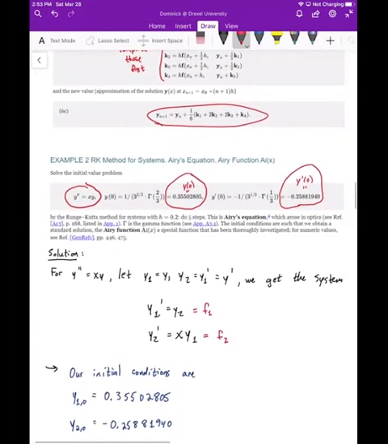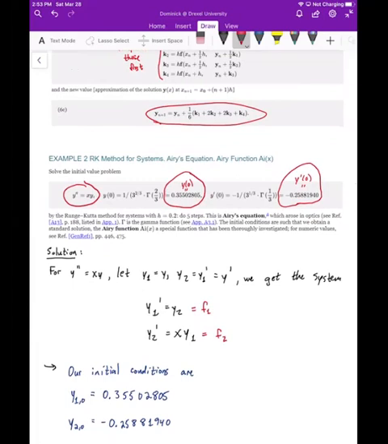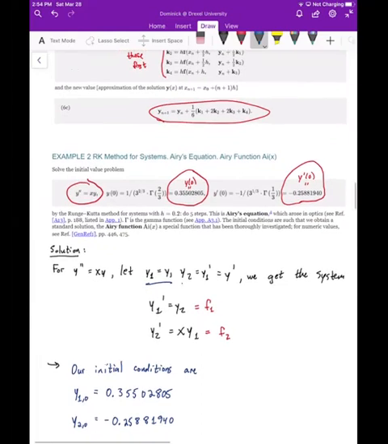If we want to solve this using the Runge-Kutta method, we are going to convert this to a system of ODEs. We let y1 be equal to y, and then y2 will equal y1 prime, which is the same as y prime. If we do that, we get this system here. Just as in the previous example, we're going to let our right-hand sides equal f1 and f2.